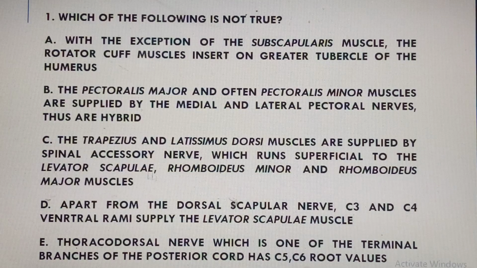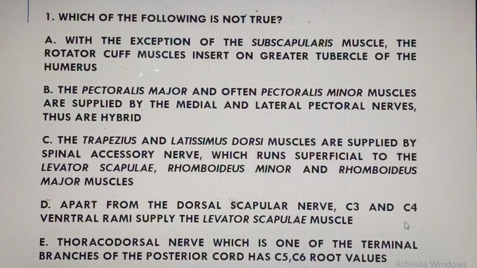Yes, we said that these three muscles, levator scapulae, rhomboideus minor and major, will be supplied by the dorsal scapular nerve with root value C5. But what is happening is that levator scapulae also gets some nerve supply coming from the ventral rami of these spinal nerves C3 and of course C4.